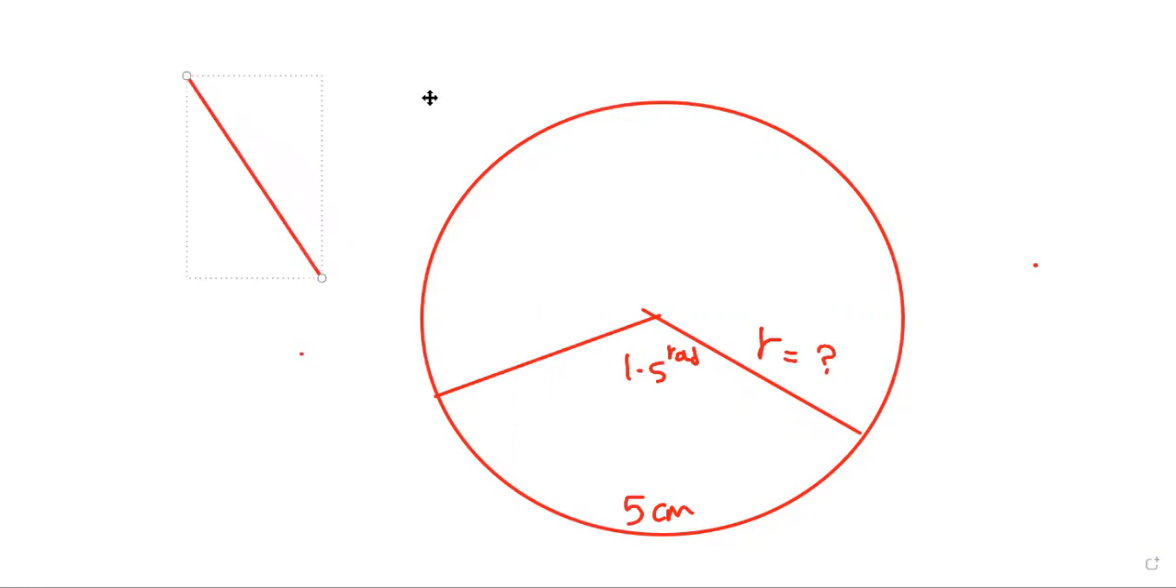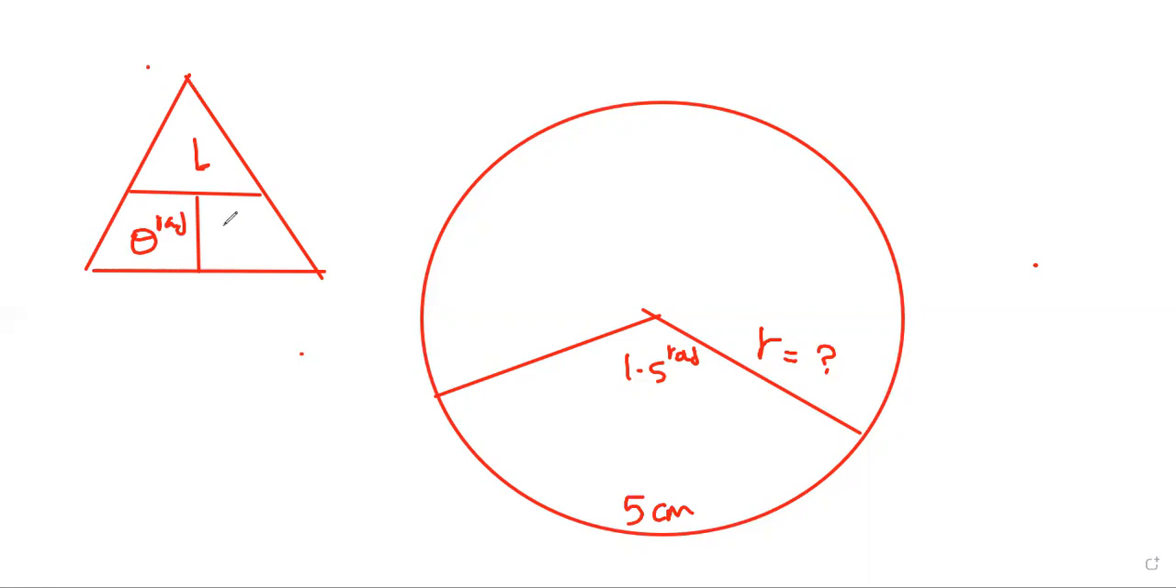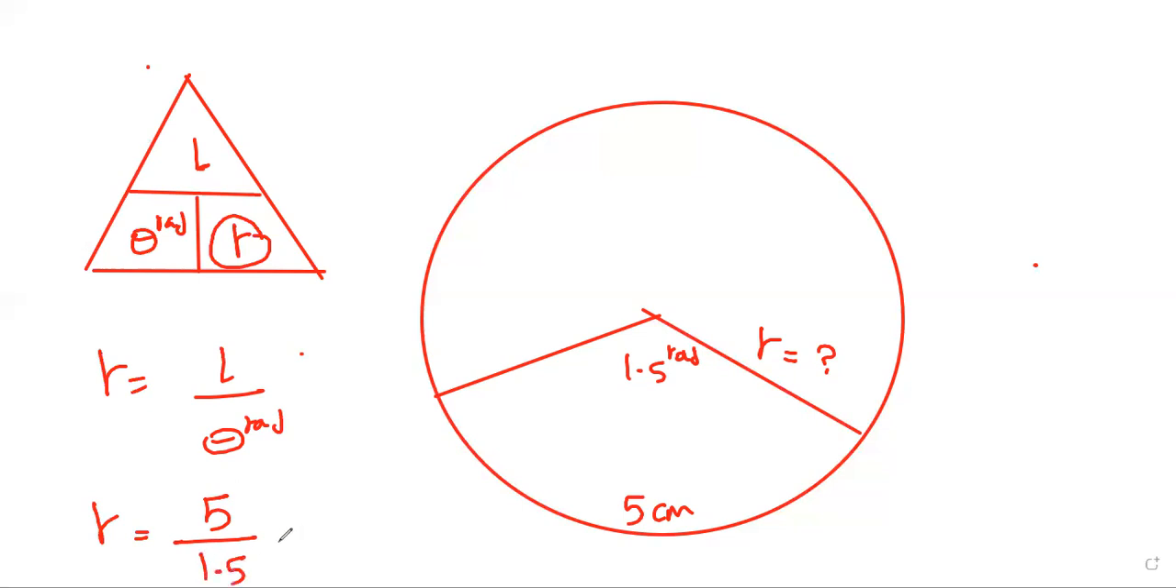You know, theta radian equals what? L divided by what? Or R. So I want to find R in this case. To find the radius, you will divide L by theta radian. So R equals L, what is L? What is the length of the opposite arc? It's 5, divided by theta radian. What is theta radian? It's 1.5. Okay?